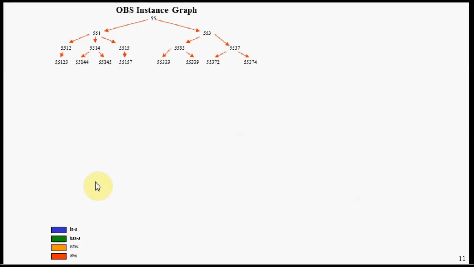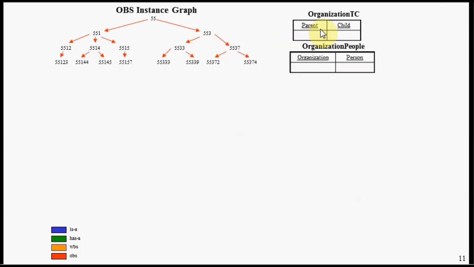Let's look at another query type example. We have a graph here representing an object breakdown structure. We have an organization broken down into various departments. We see a legend here, so the relationship between nodes is OBS, organization breakdown structure. In support of this graph, we have two tables: a transitive closure table of the graph, and a table representing a collection of people associated with each department number.